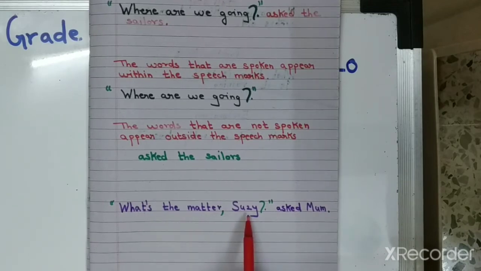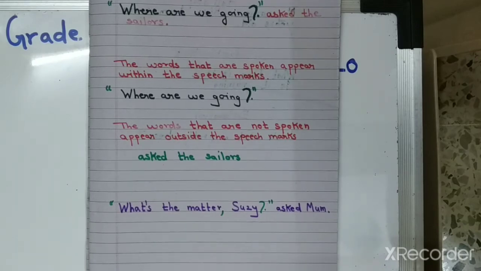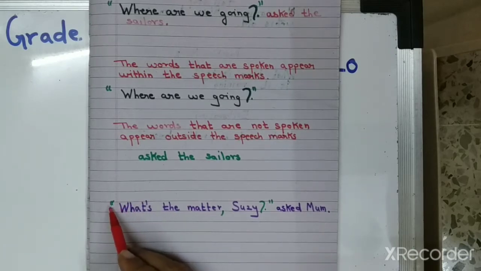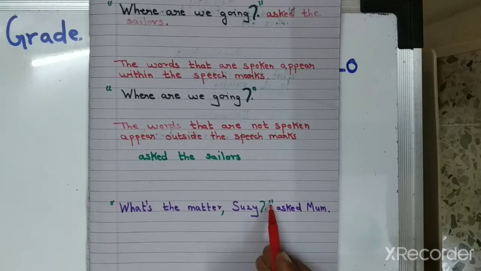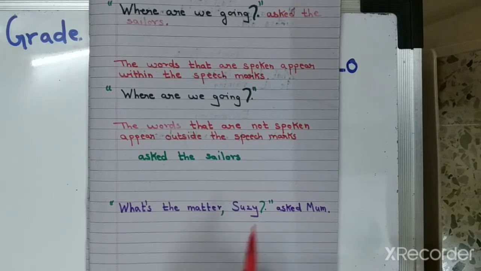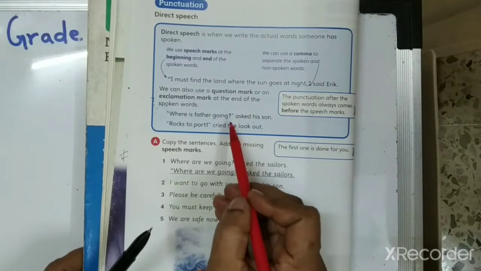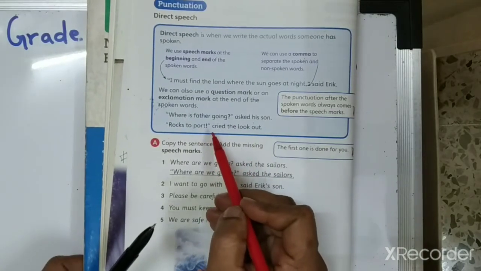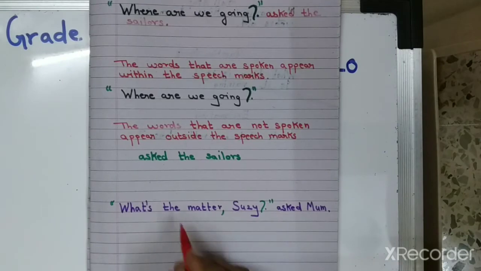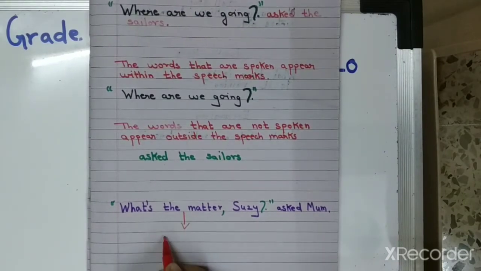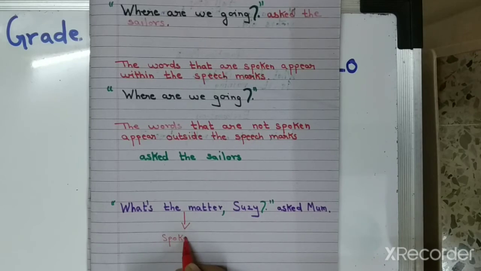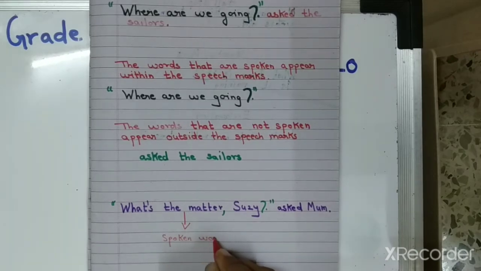What's the matter, Susie? So this is what, children? What's the matter, Susie is what? It is spoken words. Can you see? As I told you, children, the punctuation marks will be at the beginning and at the end. And see over here, children, there is a question mark here. I had explained, children, earlier. I said it could be as this. It could be a question mark or it could be an exclamation. So these are your spoken words over here. Can you see? This is your spoken words.